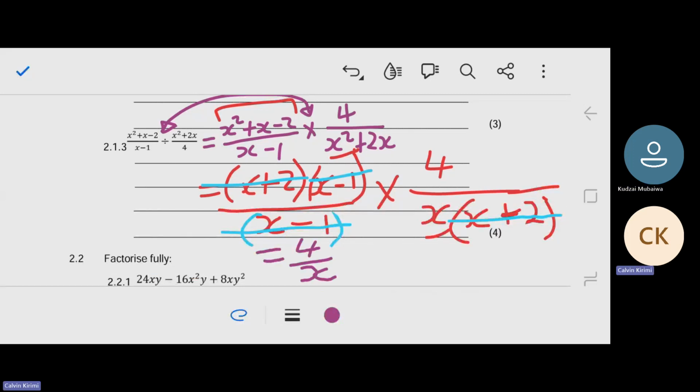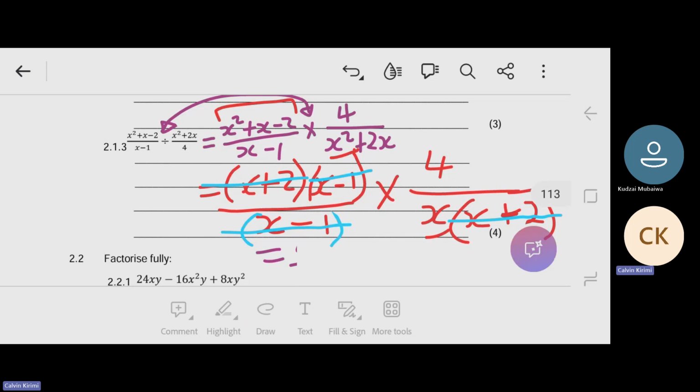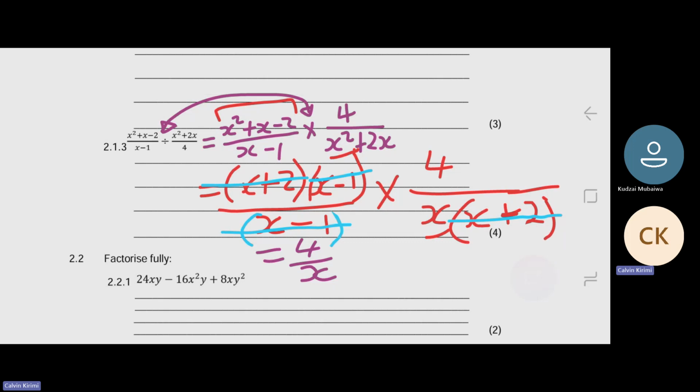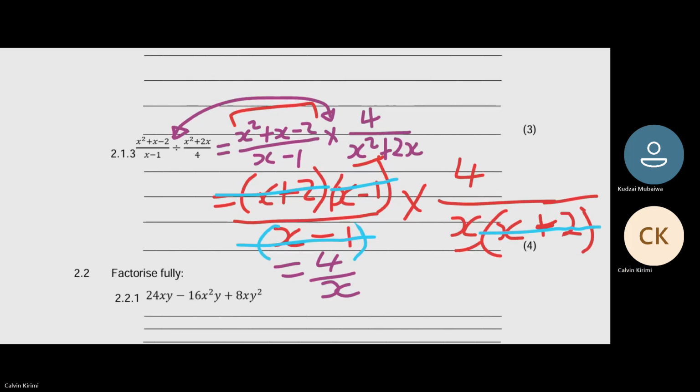So you must be thinking. Problems, they are not easy. You must be able to see. If you did not factorize, it's going to be difficult for you to cancel out. Any question? No, sir.